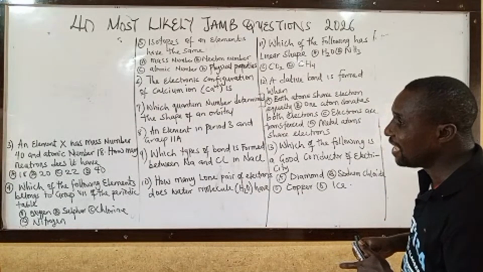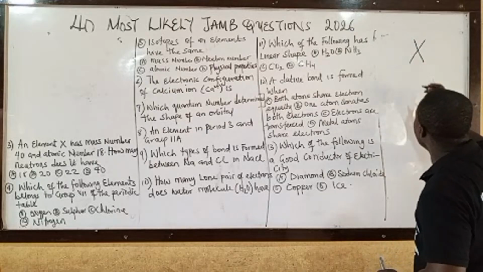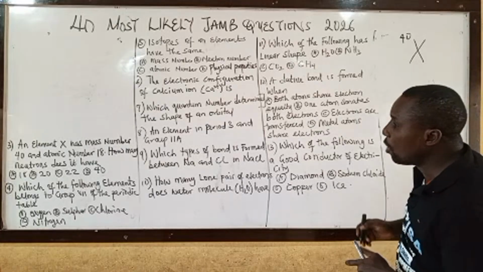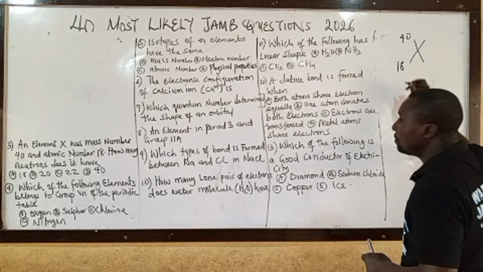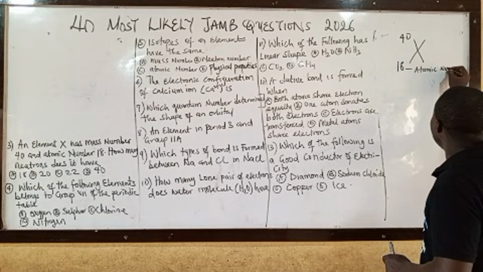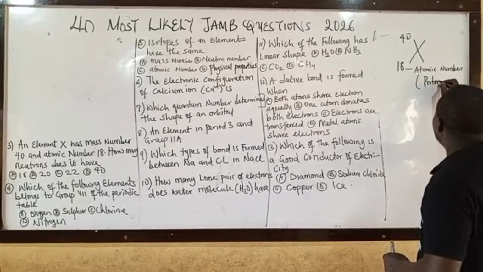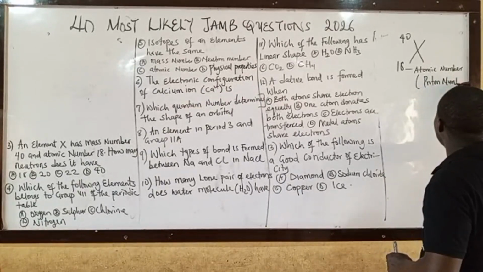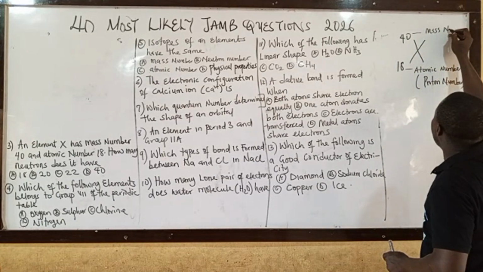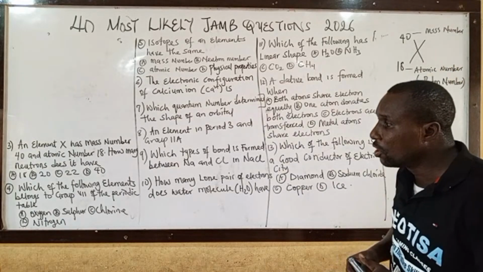An atom X has mass number of 40. Atom X, take note, mass number on top, 40, and atomic number 18. And I told you atomic number is a proton number. Take note of that. This is the mass number. Then the question is, how many neutrons does it have?